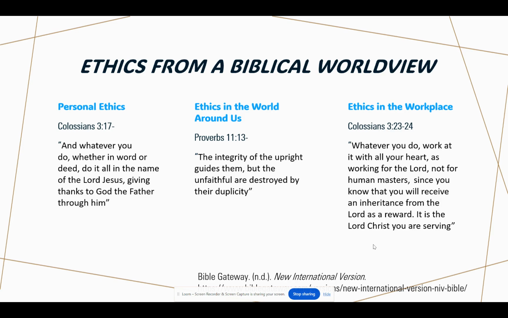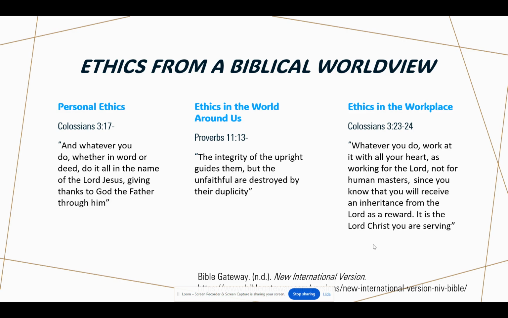I've identified three scriptures that come to mind when I think about ethics from a biblical worldview. All of these sources come from Bible Gateway, the New International Version. As it relates to personal ethics, Colossians 3:17 says, "And whatever you do, whether in word or deed, do it all in the name of the Lord Jesus, giving thanks to God the Father through him." All that you do, do it through Christ. That's a personal ethics standard that everyone can live by. You can always seek Christ and our Father when you are making decisions.